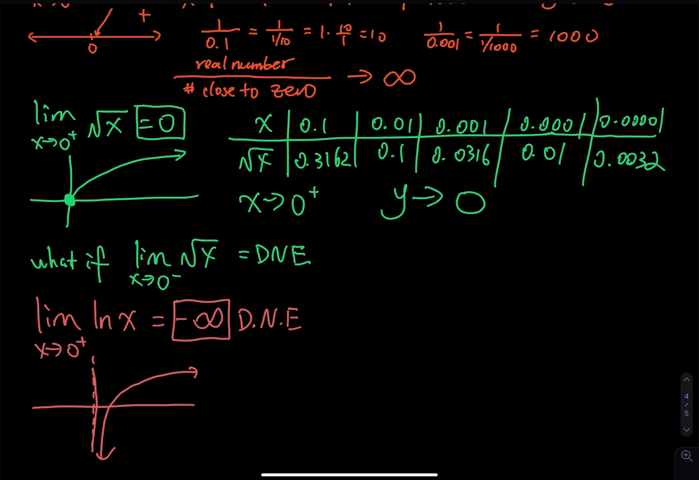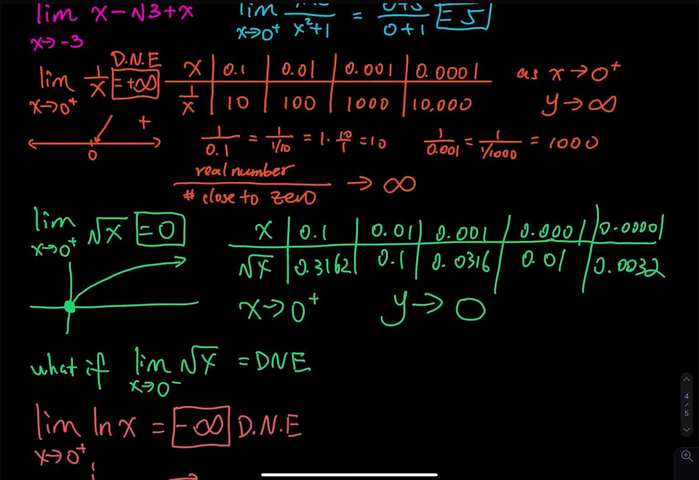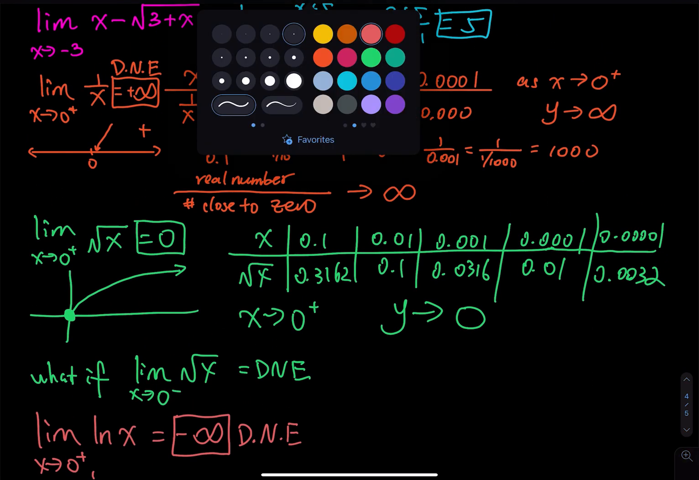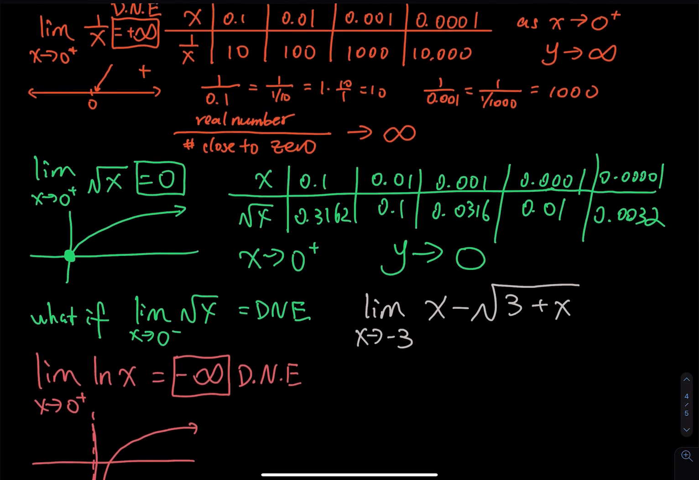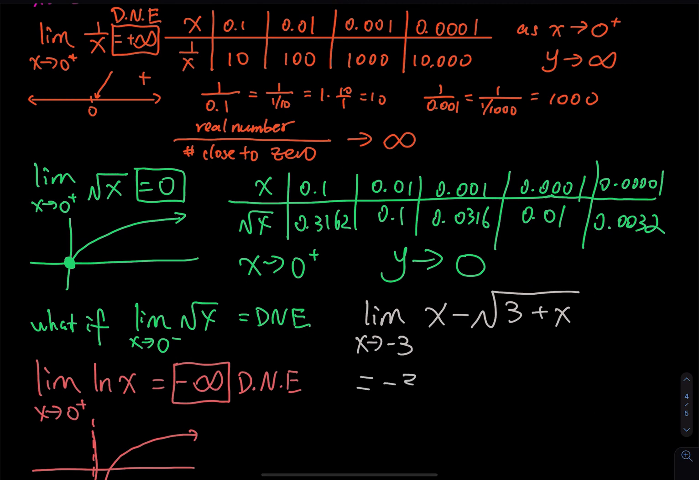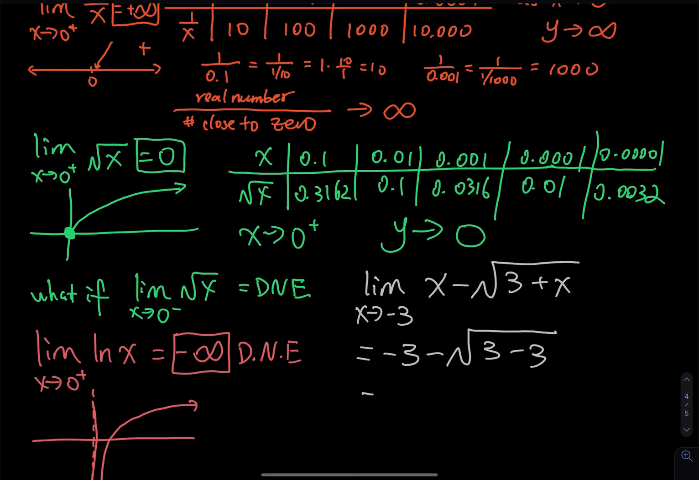All right, so let's do the last problem. The last problem is we have the limit as x approaches negative 3 of x minus the square root of 3 plus x. So this one I think is safe to plug in. So we have negative 3 minus the square root of 3 minus 3, right? So we have negative 3 minus 0. As a result, that is equal to negative 3.